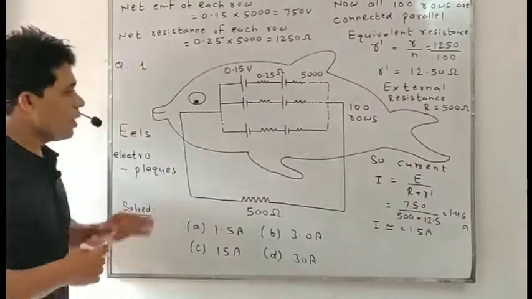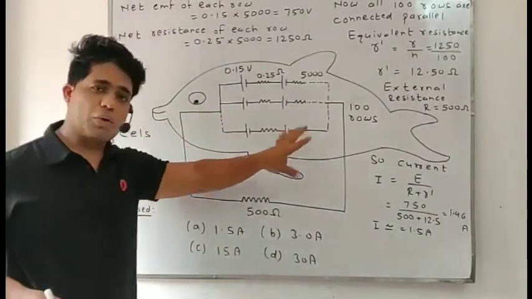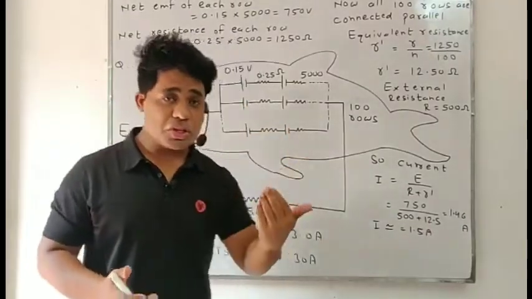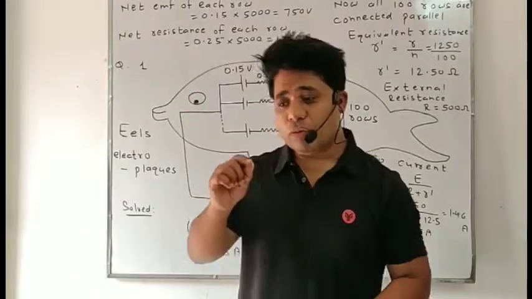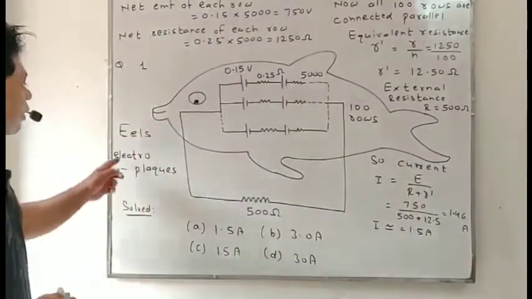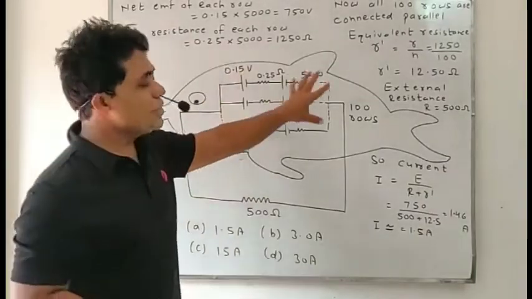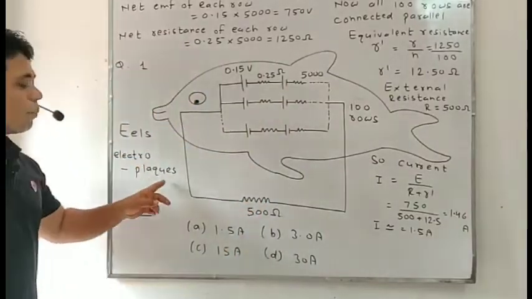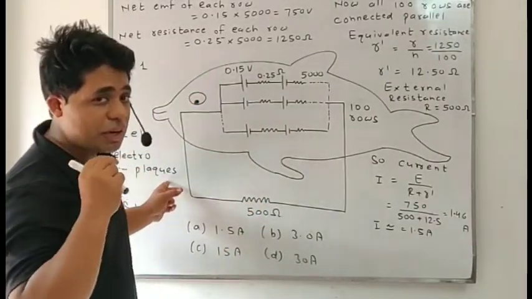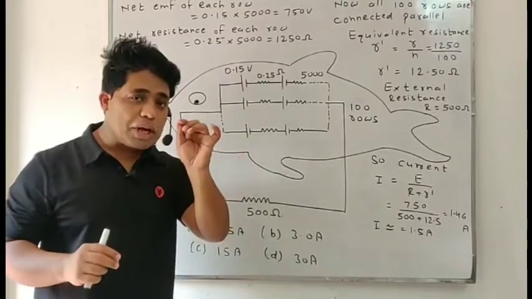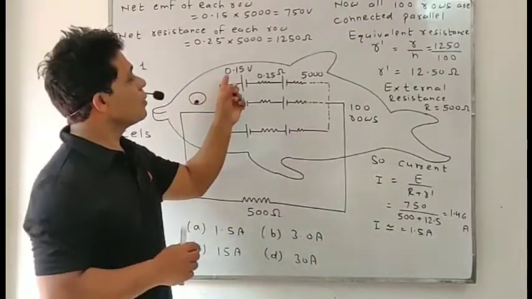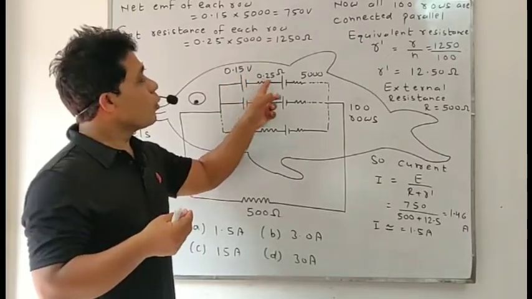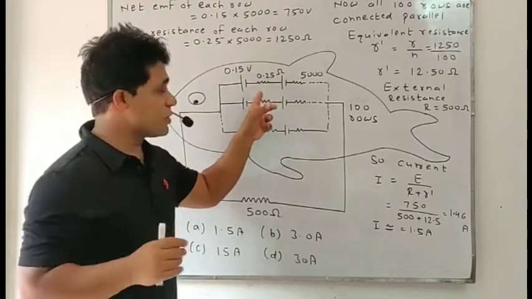We are given an eel, that is a fish, and that eel can generate electricity with the help of special types of cells called electroplates. In this we are given that we have 5000 electroplates, a special cell that generates current, and each electroplate has 0.15 volt EMF and 0.25 ohm internal resistance.